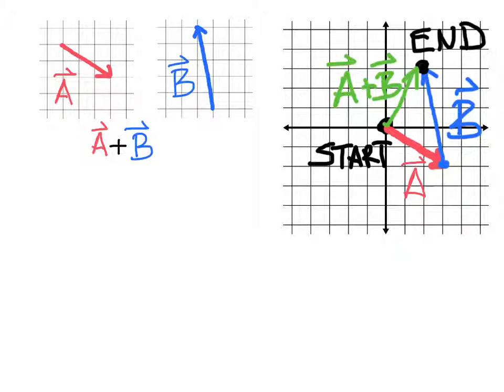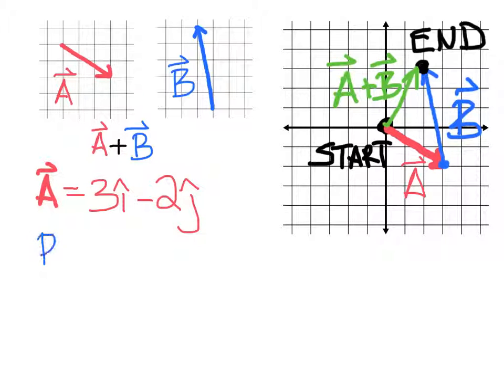But this is far from the only way that we can add vectors. There's also something called unit vector notation, where, for example, since we know A is 3 to the right and 2 down, we can write A as 3, and then to the right, we denote to the right as i hat. i hat is the unit vector in the x direction, so positive 3 in the x direction, and then we're going negative 2 in the y direction, and the y direction is denoted with j hat. And we can do this same thing for vector B.